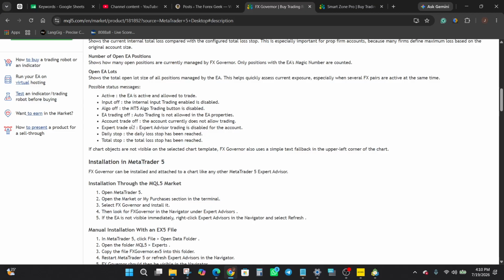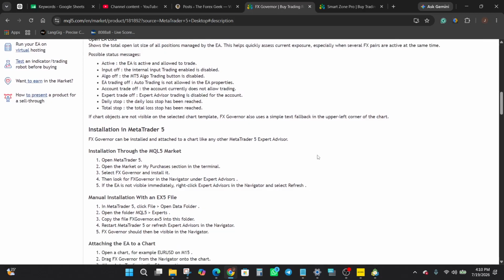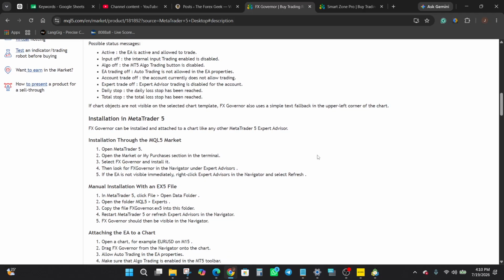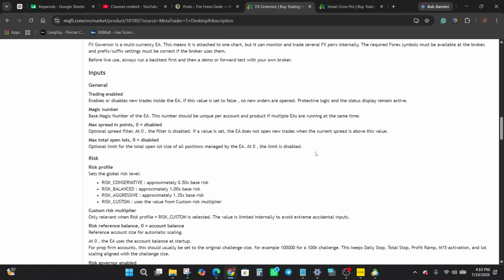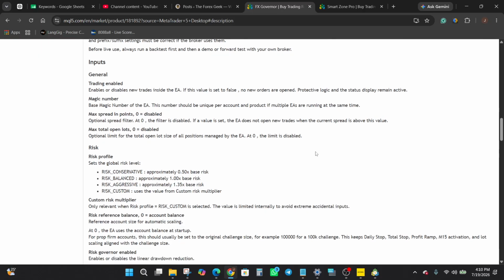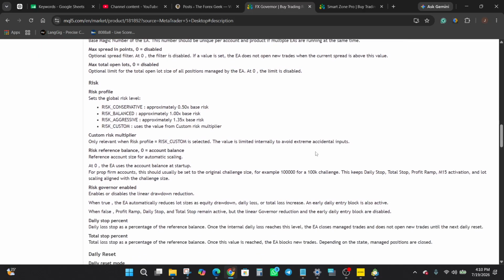There is also a daily and total stop percentage and a daily reset mode that can align with a broker's server hour or a fixed midnight reset. Further down, there is a detailed prop firm settings.